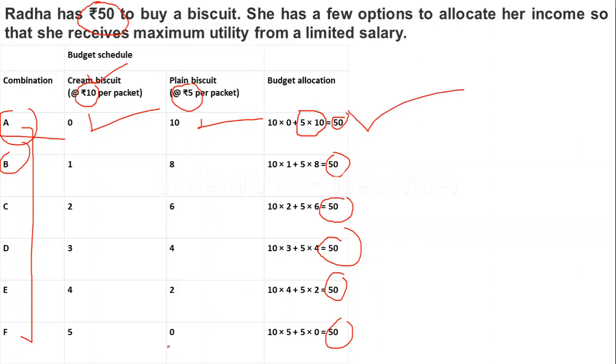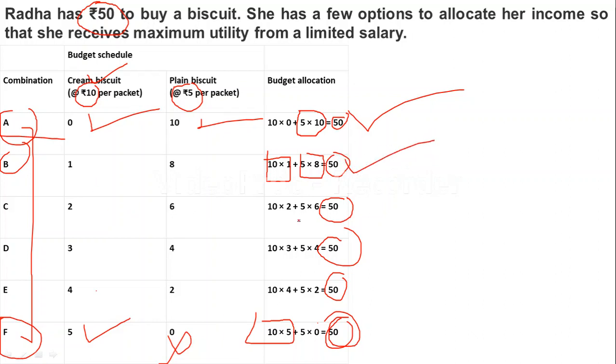And if he doesn't want to buy plain biscuits, he wants to buy only cream biscuits, then he can choose combination F, where he is buying 5 units of cream biscuits and 0 units of plain biscuits. Then also he will spend his entire income, and the remaining combinations are showing combinations of both cream biscuit and plain biscuit. In combination B, he is buying 1 unit of cream biscuit and 8 units of plain biscuits, and he will spend 50 rupees only.